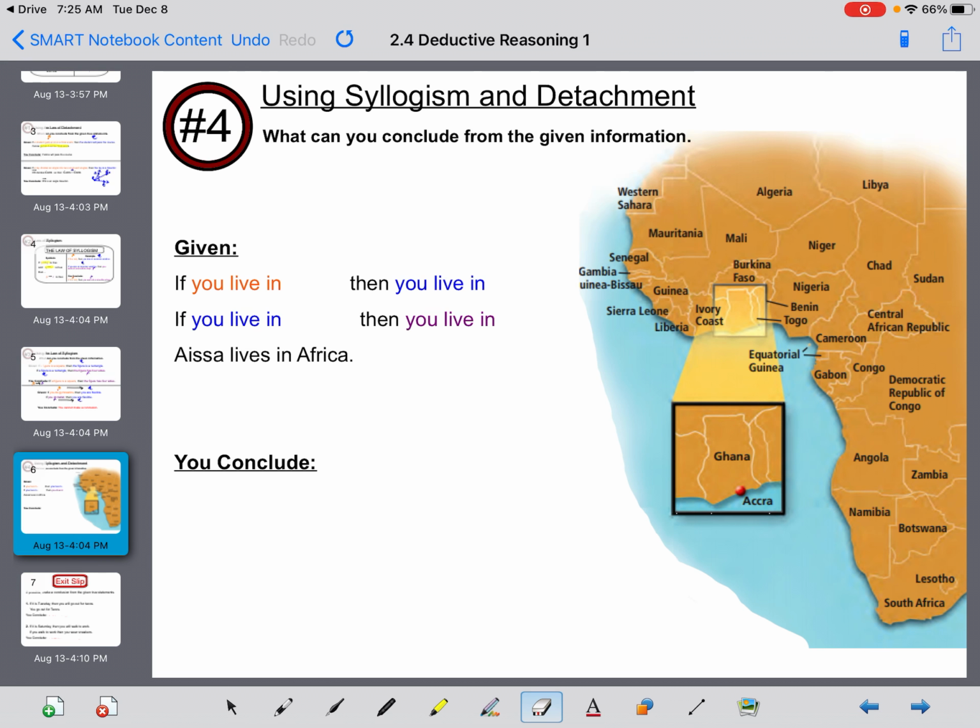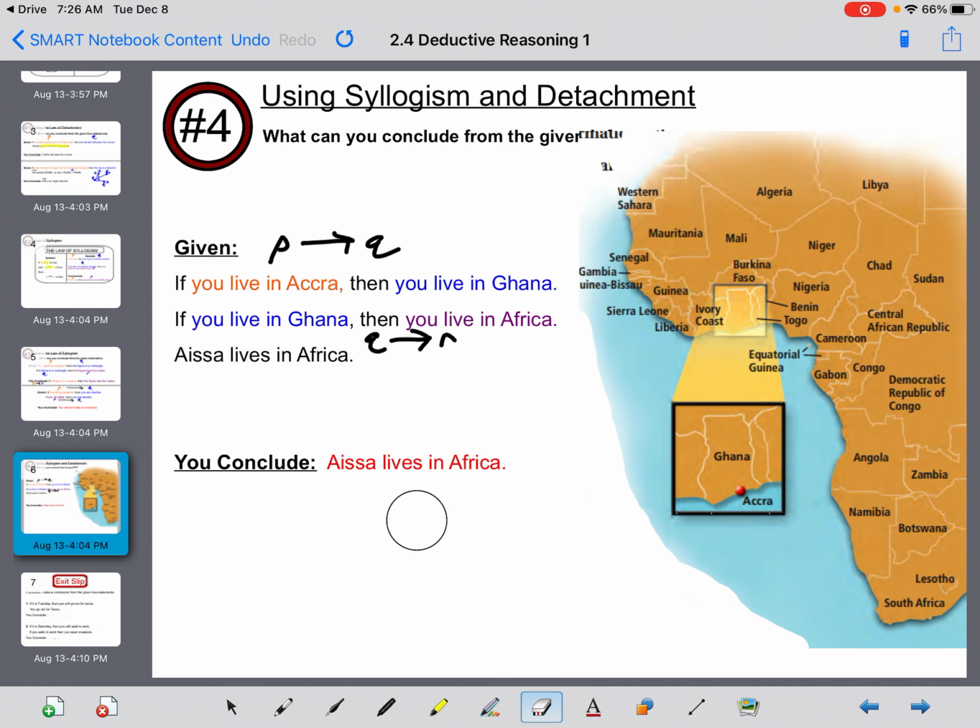Okay, using syllogism and detachment, what can we conclude from the given information? If you live in Accra, then you live in Ghana. Notice Accra is here inside of Ghana, right? So if we live in Accra is P, then Q. Then they proceed to tell us if you live in Ghana, then you live in Africa, which is if Q, then R. Then we say Asa lives in Africa. So they're combining the syllogism and detachment, okay? And we can conclude that Asa lives in Africa.